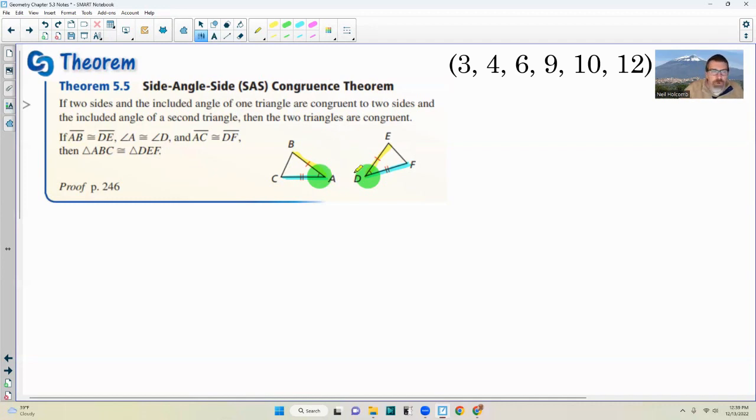So after this statement, this theorem, if you have a pair of congruent sides with an included angle, meaning the two sides that are congruent form that angle, to a corresponding triangle that's the same, then the triangles are congruent. So now you should be able to do the problems 3, 4, 6, 9, 10, and 12 just by this theorem.